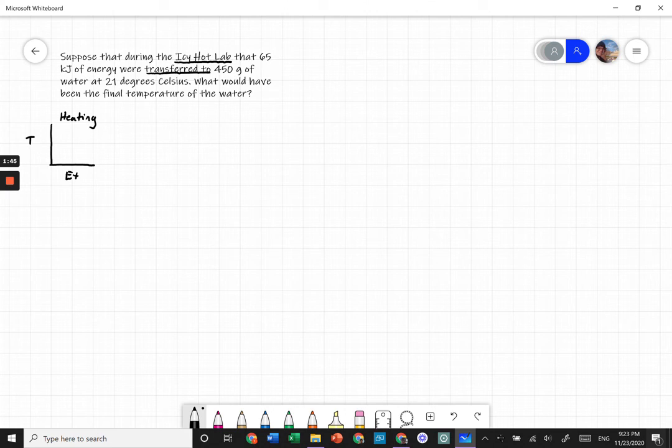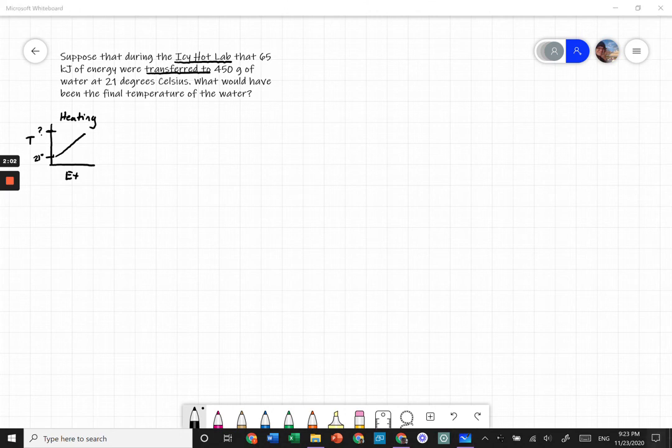Now, we start off at 21 degrees Celsius, and we're trying to get up to some final temperature that we don't know. What would have been the final temperature? Well, we know that it's probably going to be heating up because this is a heating curve. So I draw that increasing line.